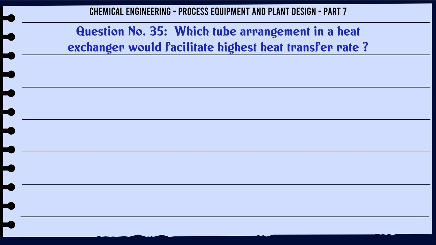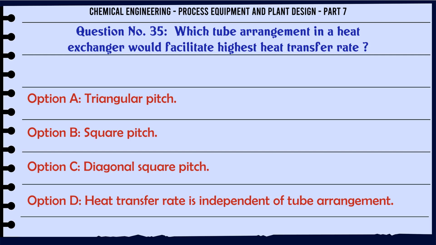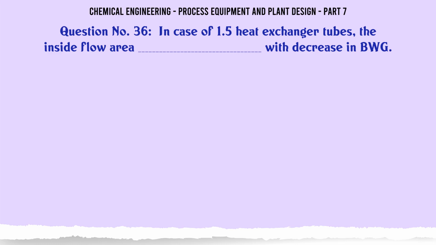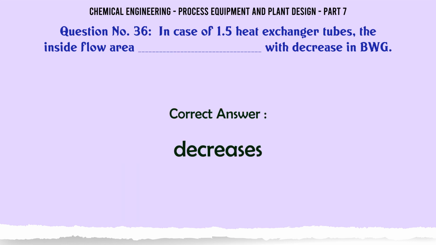Which tube arrangement in a heat exchanger would facilitate highest heat transfer rate? A. Triangular pitch, B. Square pitch, C. Diagonal square pitch, D. Heat transfer rate is independent of tube arrangement. The correct answer is triangular pitch. In case of 1.5 heat exchanger tubes, the inside flow area with decrease in BWG: A. Increases, B. Decreases, C. Remains same, D. None of these. The correct answer is decreases.